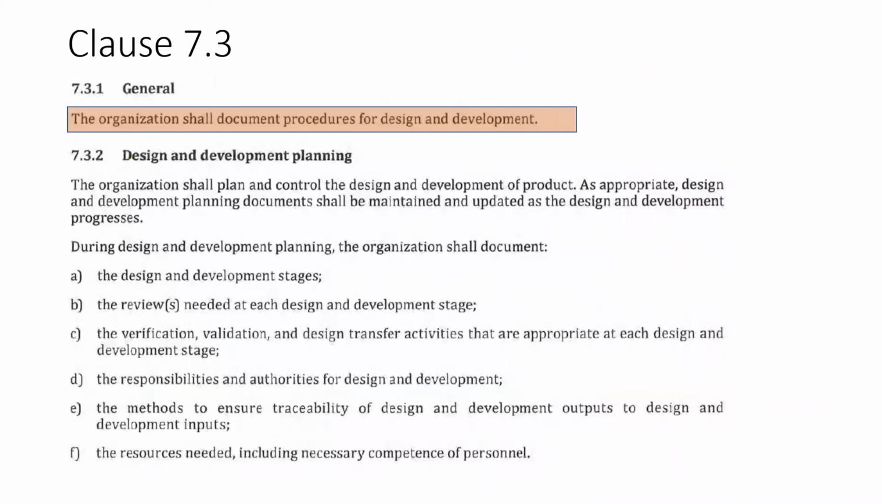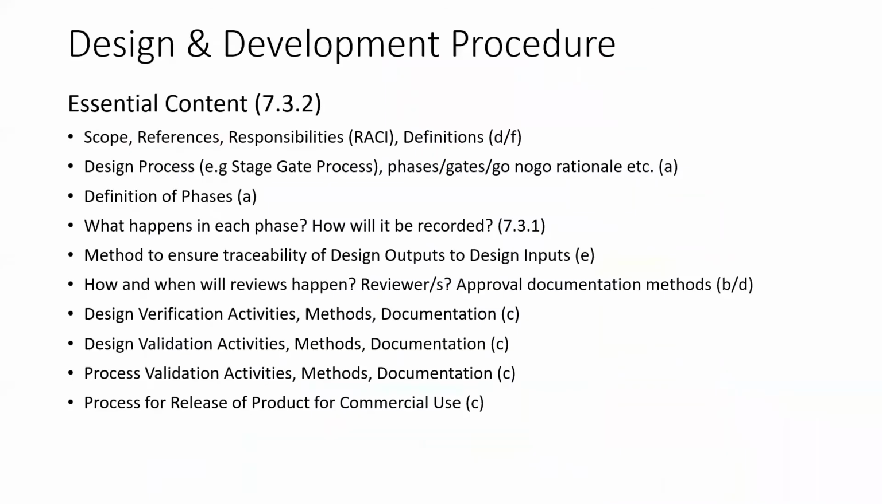Coming back to our clause 7.3, the organization shall document. Yeah, that word again. So document. Procedures have to be documented. So what is the requirement of a design control system which is written up in the form of a procedure?